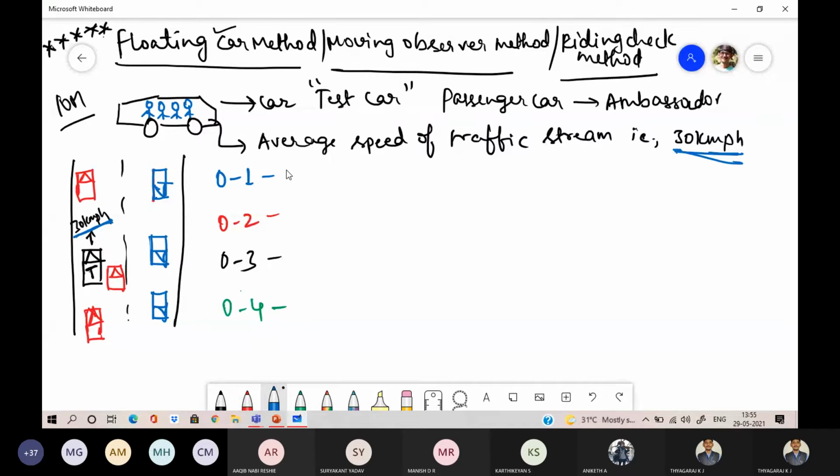If they ask you to explain the floating car method, you mention these things: the test car is used and the average speed of the vehicle is 30 kmph. First write these two statements, then write the functions of observers 1, 2, 3 and 4. What will observer 1 be doing?